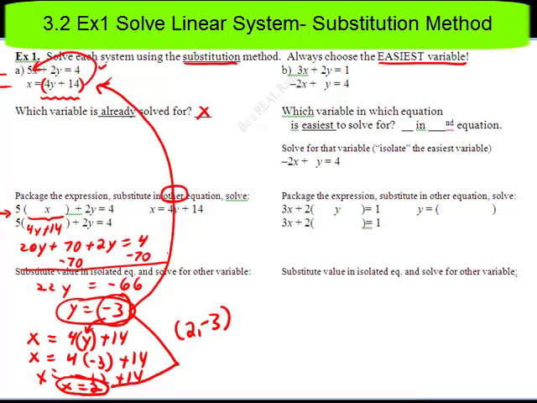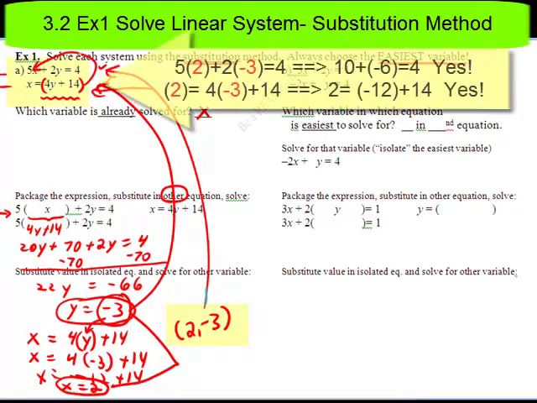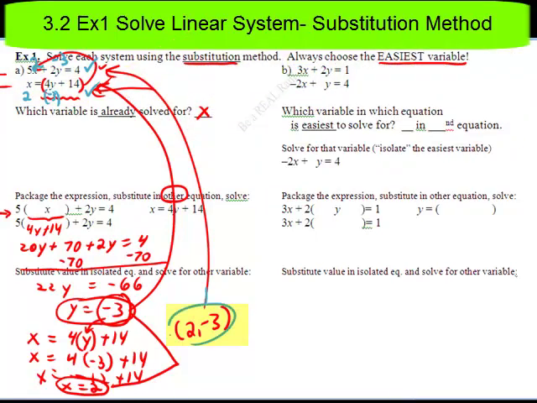Let's check that in both of the equations, make sure it really works. You have 2 and negative 3, so you've got 10 plus a negative 6 is 4, so that top one works. And does 2 equal negative 12 plus 14? Yes, it does. So this is a good solution. That's the proper solution. This one was already set up for you, that x was already solved for.